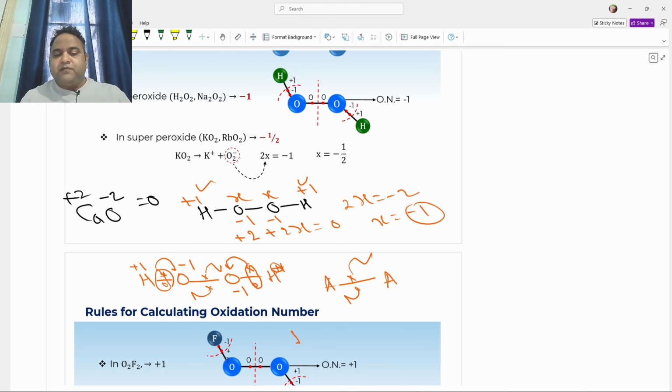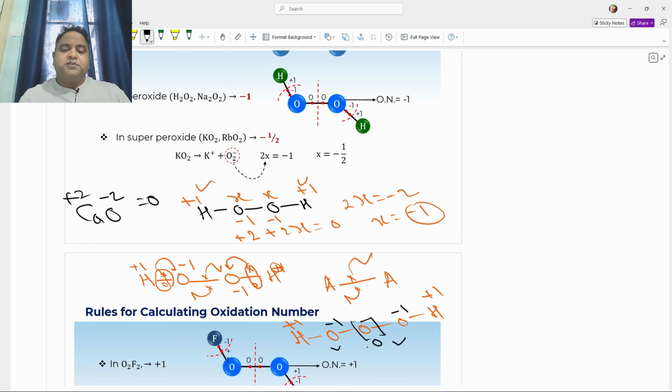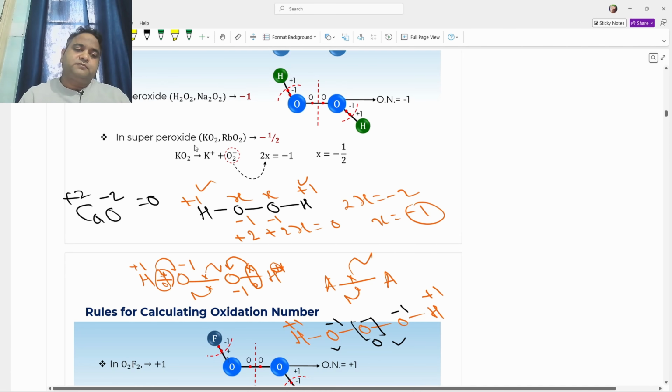You can take the example of H, O, O, O, H like this. This hydrogen having plus one, this hydrogen having plus one. So the directly connected oxygen will have minus one. This can have minus one, but this will have zero. Why zero here? Because on either side both the oxygen atoms are identical. So it must have zero oxidation state.